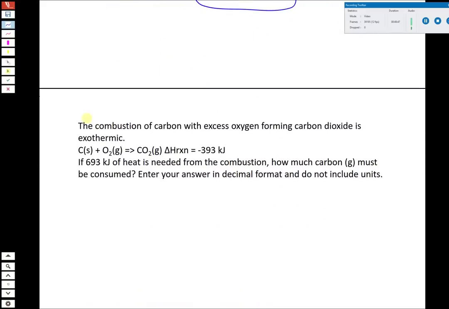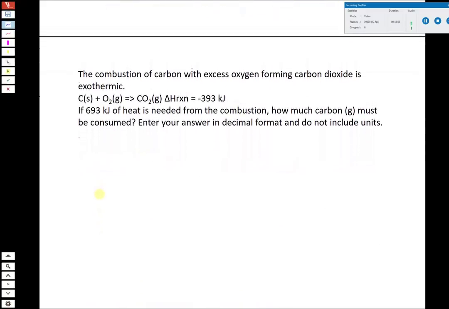And then in the last one we're going to do here, we're actually working backwards. Here we're burning carbon, which is essentially the same thing as burning coal, as we talked about in class, to make CO2 with this delta H. If we want 693 kilojoules of heat, how much carbon must be consumed? So here we're going in some sense backwards. We're giving you the amount of heat that's needed. Remember that delta H being negative tells us that much heat is released. So if we need 693 kilojoules, that's the heat that we're starting with. We're looking for grams of carbon that we need to release 693 kilojoules.